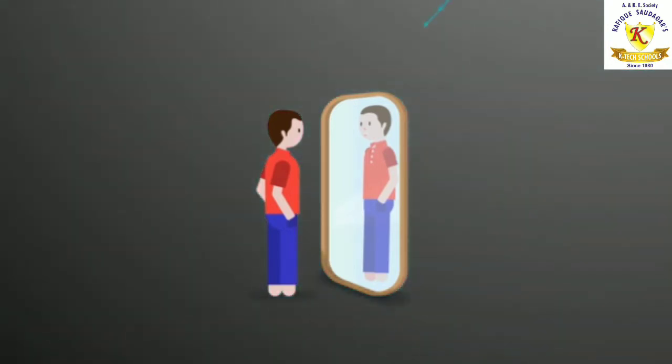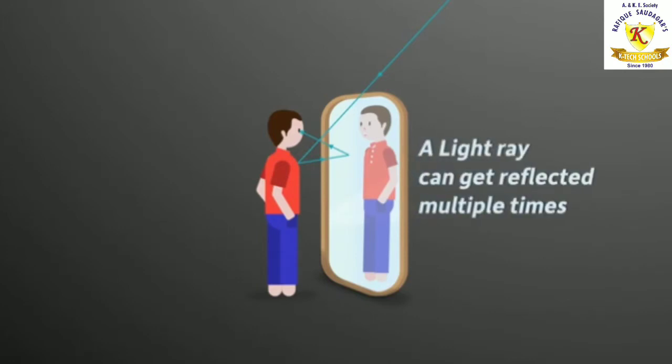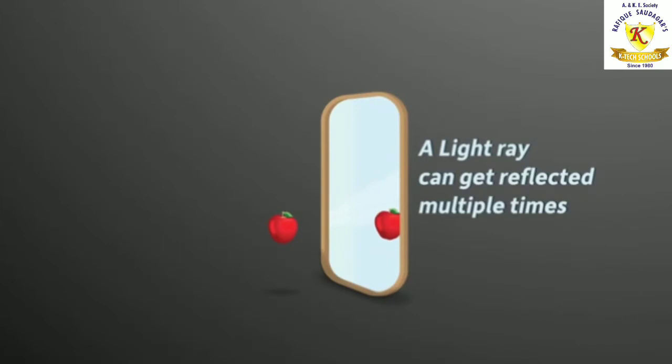And how is it? The light rays from the source are first incident on our body. They bounce off our body and fall on the surface of the mirror and again get reflected from there. This reflected light then reaches our eyes and we can see our image. So what does this tell us? It tells us that the light rays can get reflected multiple times. The same thing happens for every other non-luminous object.